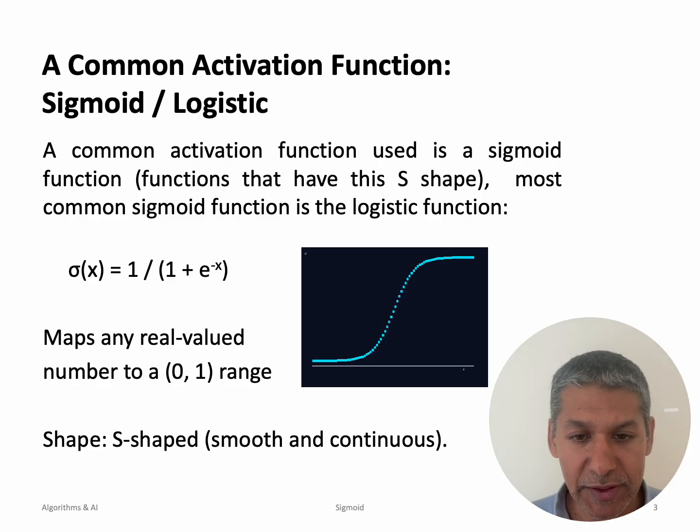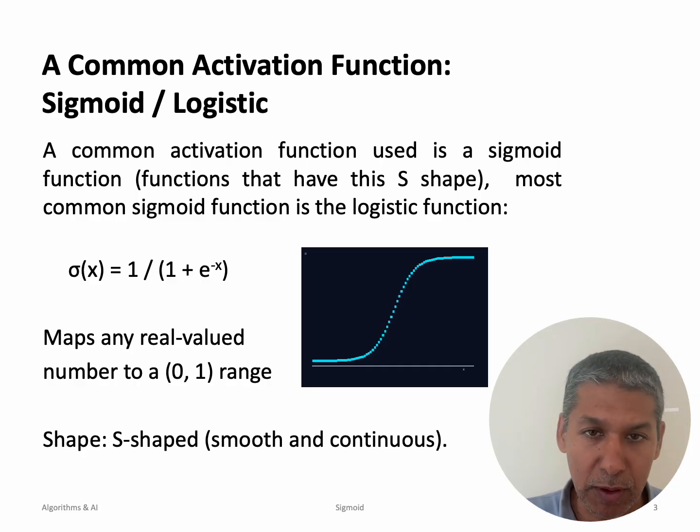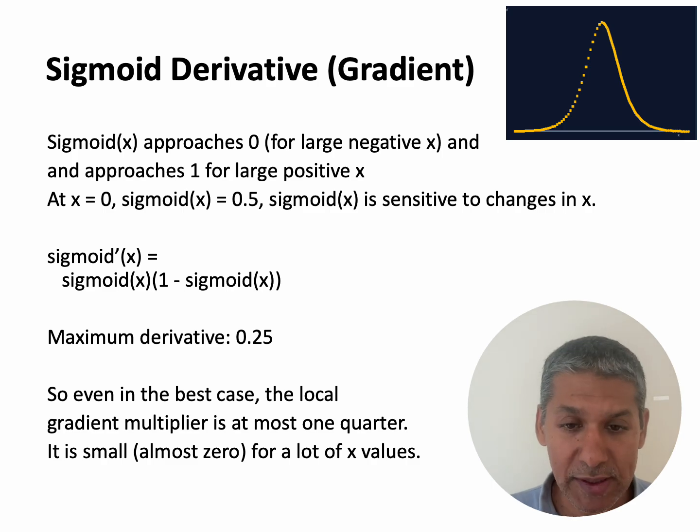And the good thing about the sigmoid function is that it maps any real valued number to a 0-1 range. It's super useful, especially when you're trying to map a value into a probability between 0 and 1. Think of a binary classification problem. And this was the actual first commonly used activation function.